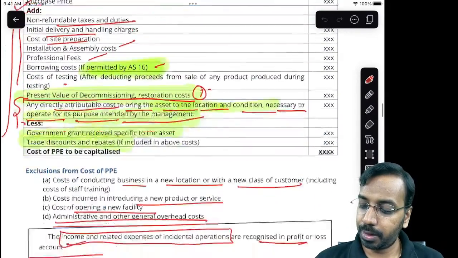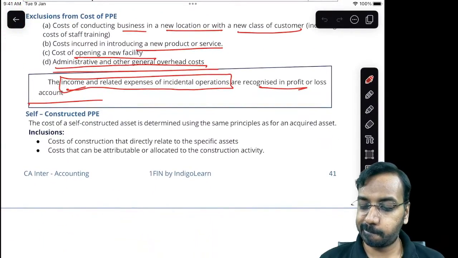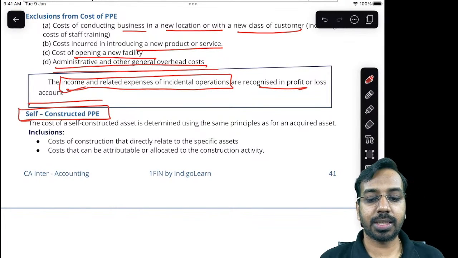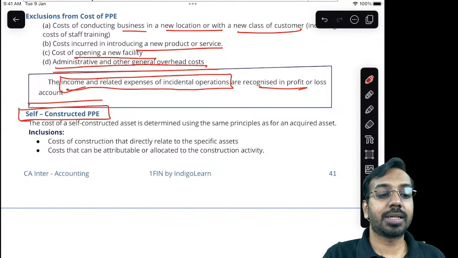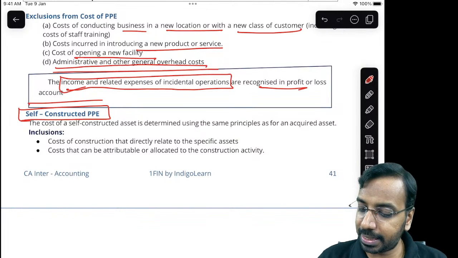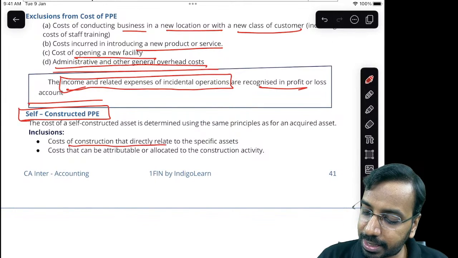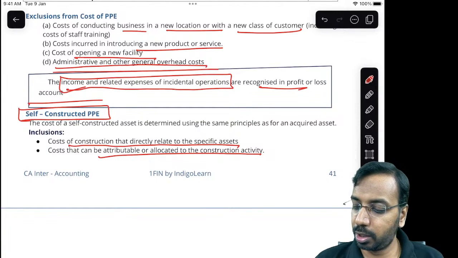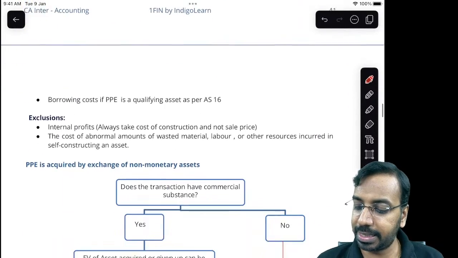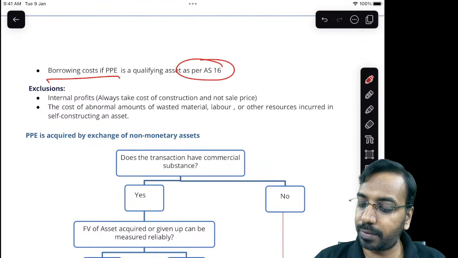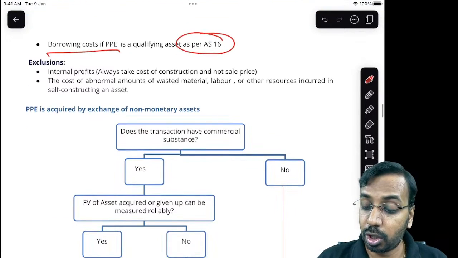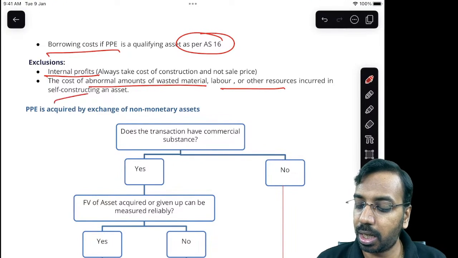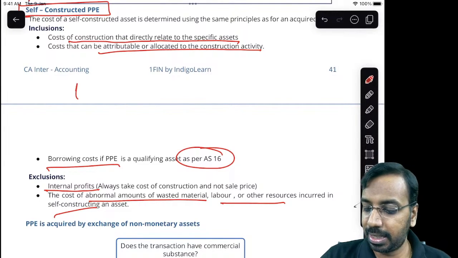Right, so that is the first part. The second part is, if you have self-constructed PPE. Self-constructed means the entity itself is constructing the property, plant and equipment. Now in that case, you will take all the cost of construction that relate to the asset, the cost which can be allocated to the construction activity, including allocation of your construction overheads, then borrowing cost if it is a qualifying asset as per AS 16, but you should exclude any internal profit and any abnormal amount of wasted material, labor and other resources. Internal profit means, for example, labor.